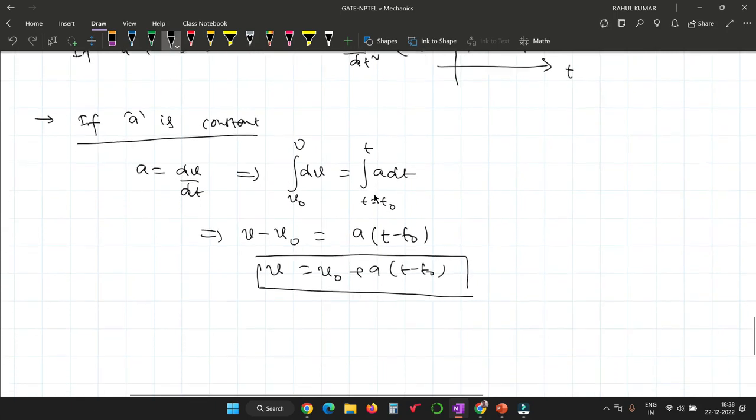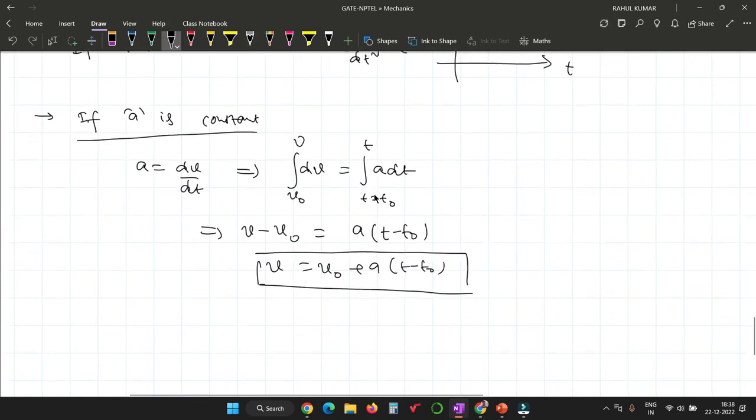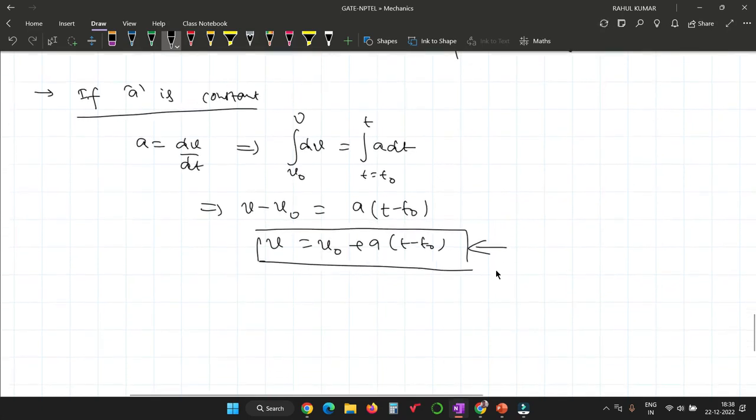A is constant, so don't forget. I have seen many students apply this equation without checking whether a is variable or constant. You can use this equation only when a is constant. Suppose, the second equation is what?